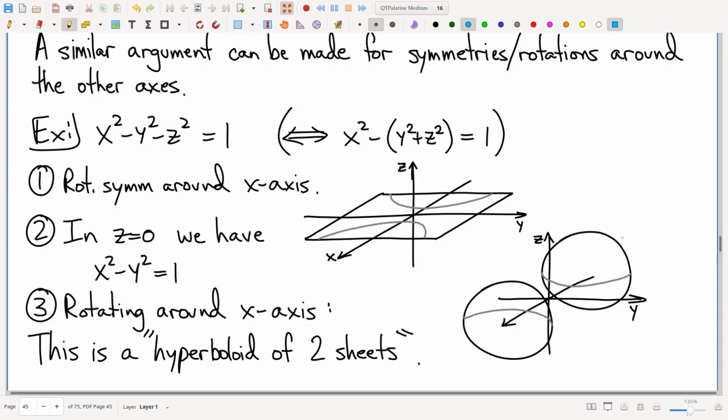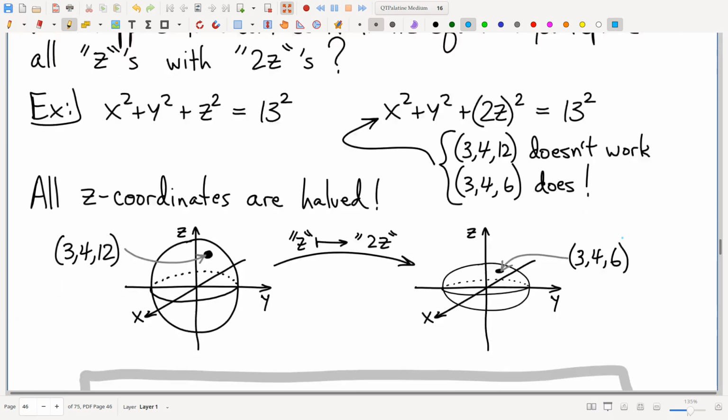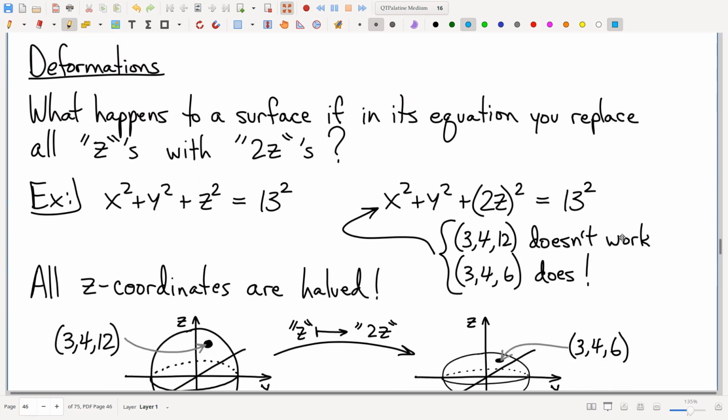All right, moving along. Okay, so deformations. Now this is another tool for understanding what equations look like. And again, we're looking at 3 dimensions. We've got equations involving, let's say, x, y, and z. I don't know what this equation describes. It's some sort of a surface, but what surface is it? How do we figure out what surface it is?